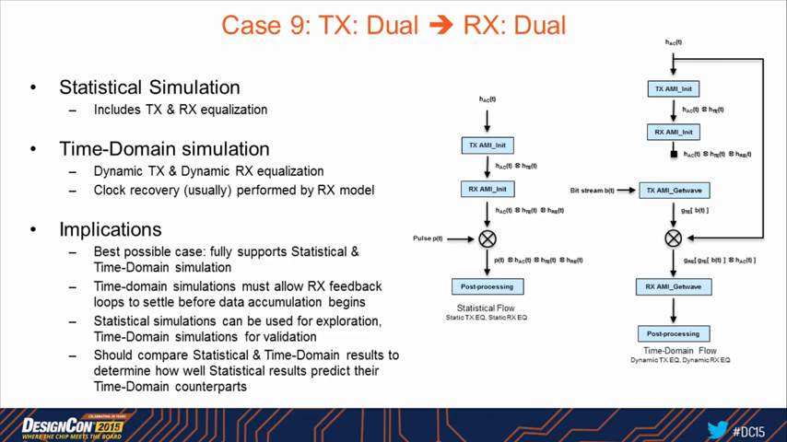This is one where it's valid to use statistical simulations to explore a lot of variables and then maybe pick the best cases and run them in time domain, because statistical typically runs a lot faster than time domain. And to calibrate how well statistical predicts time domain, we should take a set of cases and look at both the statistical and time domain results to see how well they compare. Because in a perfect world, the statistical and time domain results will compare almost exactly.